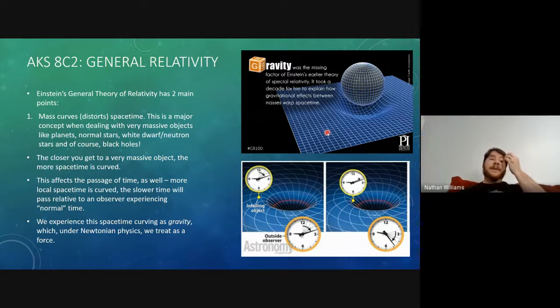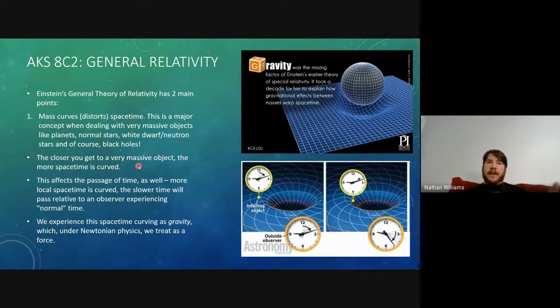All right, so the 2 main points. The first one is that mass curves or distorts space-time. This is a major concept when you're dealing with very massive objects like planets, normal stars, compact stars like white dwarfs and neutron stars, and of course, black holes.